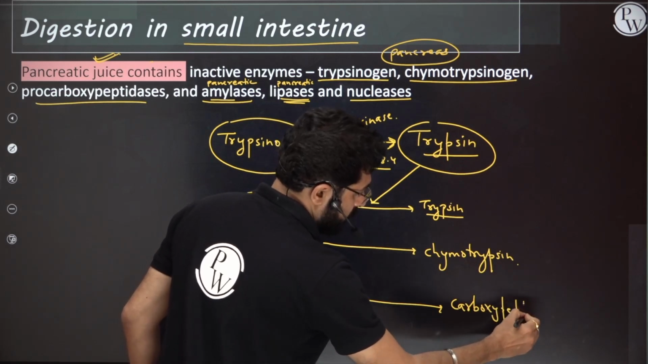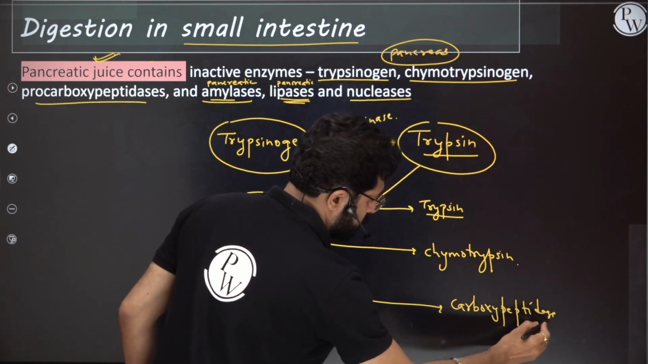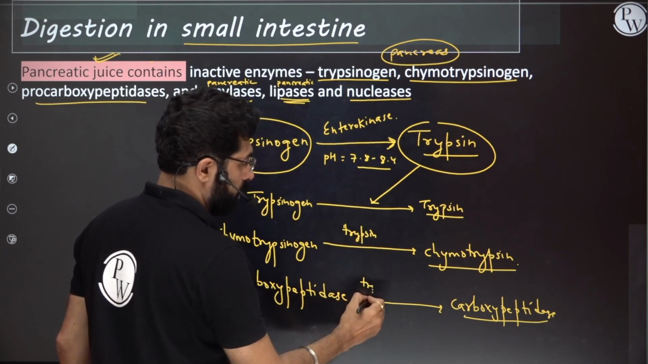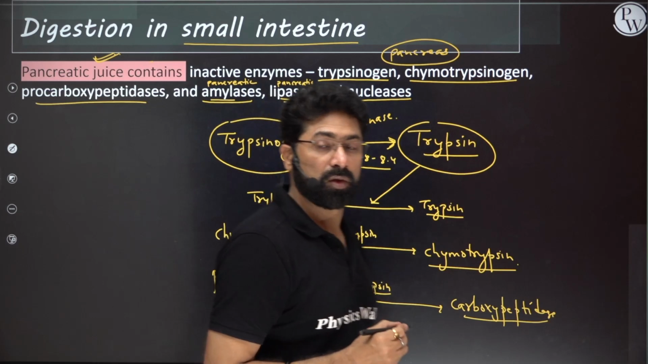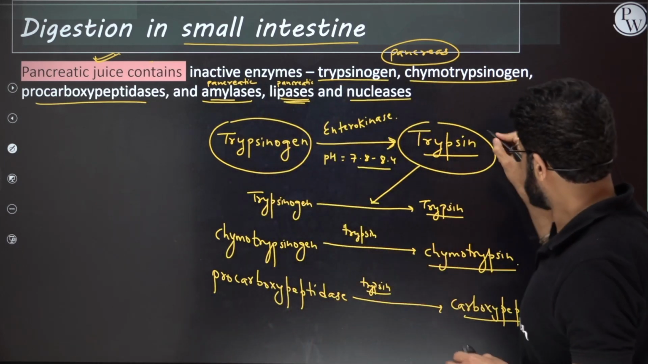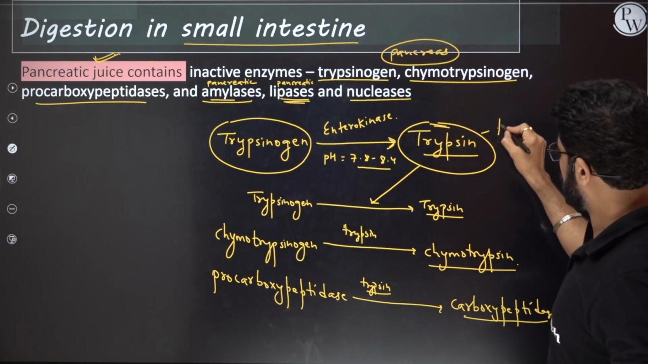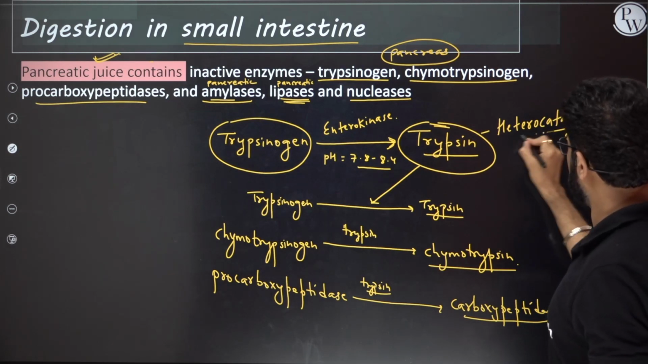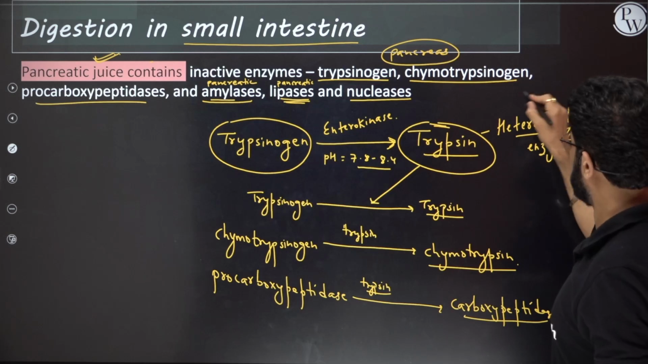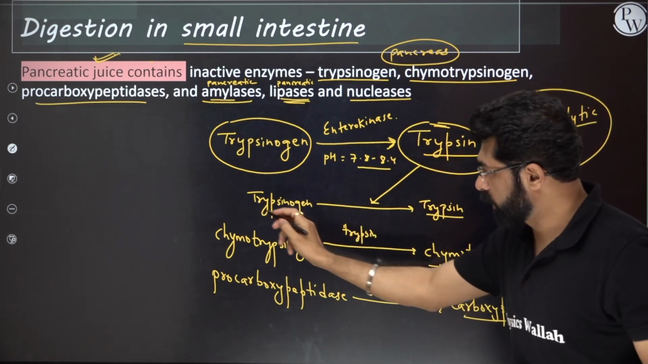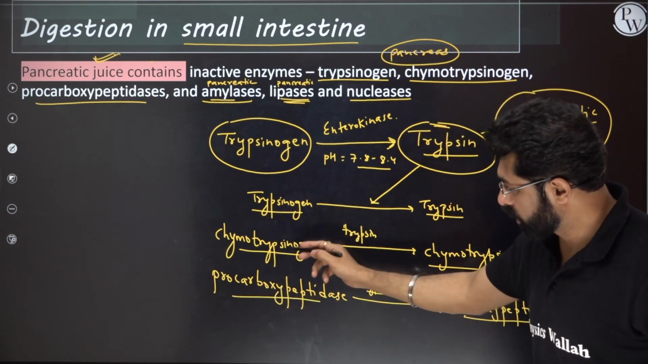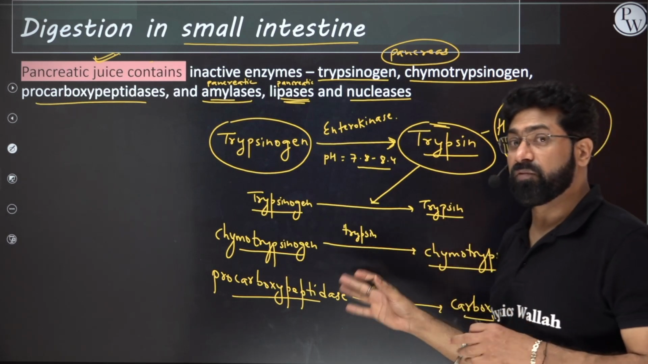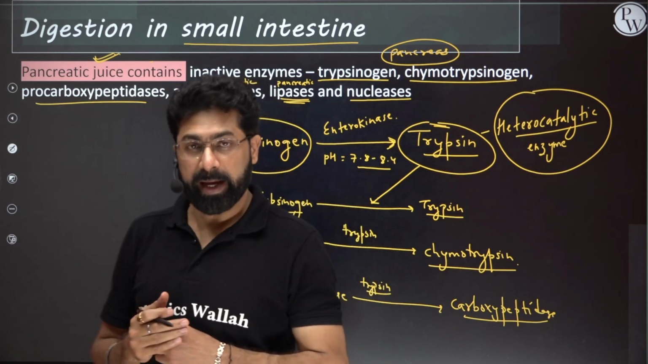Now you tell me, when an enzyme can convert itself also and other enzymes also, will it be called autocatalytic or heterocatalytic? So because of this reason, the trypsin is called a heterocatalytic enzyme. Why it is called heterocatalytic, you would have understood till now: it can convert the inactive form of itself, and even it can convert the inactive form of other enzymes like chymotrypsinogen and procarboxypeptidase into the active form. Okay, so here was how the conversion of the inactive enzymes takes place into the active enzymes.